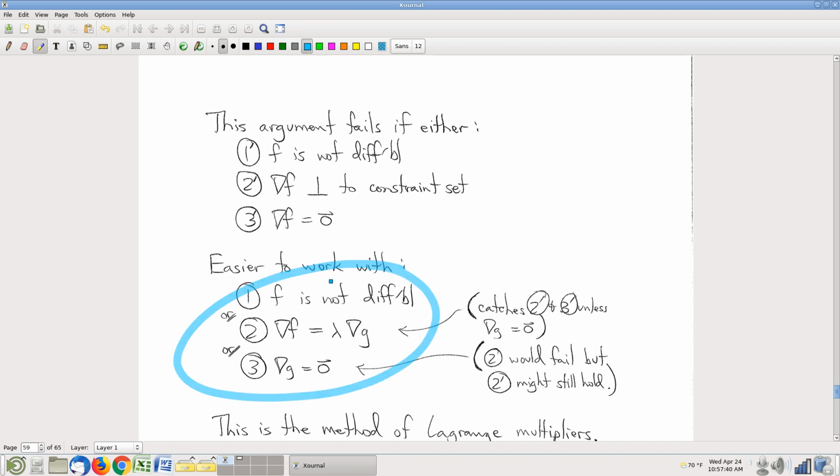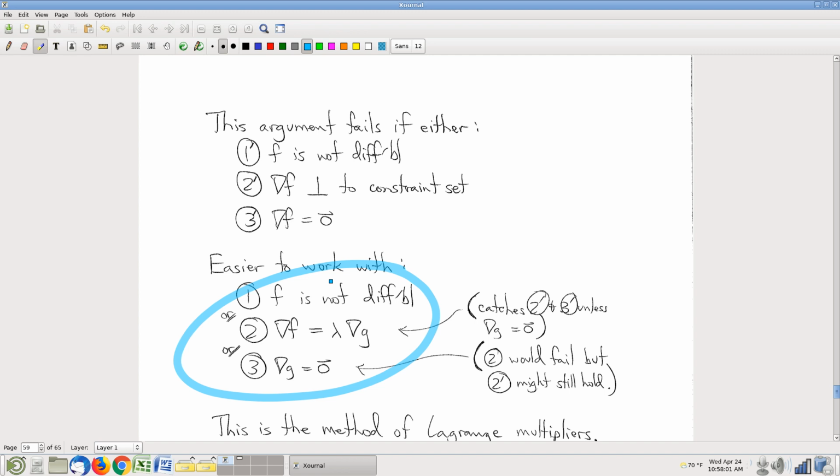It's a bunch of little details. It's micro issues to realize that this is a satisfactory replacement. Technically, they're not equivalent. But this is just as good in the sense that any possible maxes will satisfy one of these three conditions, just like the first set of three.